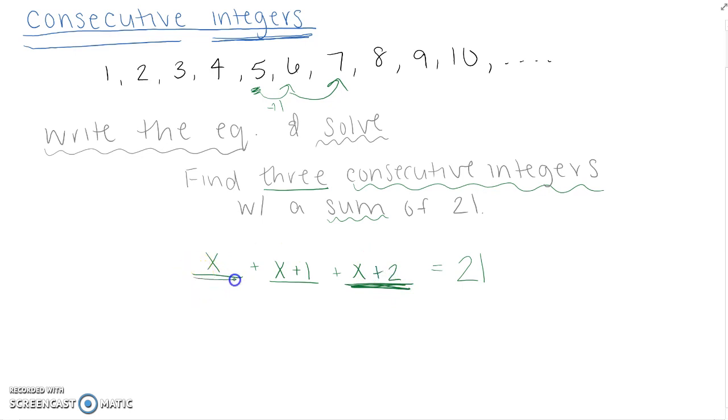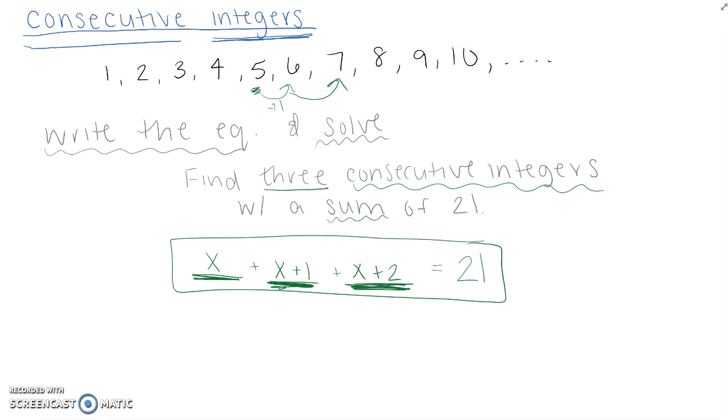Okay, so if I'm generalizing it and I have x, the next consecutive number will be 1 more than x. The third consecutive number will be x plus 2. So this is our equation. Now we need to solve. So if we're solving, what's x plus x plus x? Because we need to combine like terms. So x plus x plus x is 3x. What's 1 plus 2? 3. So we have 3x plus 3 equals 21.